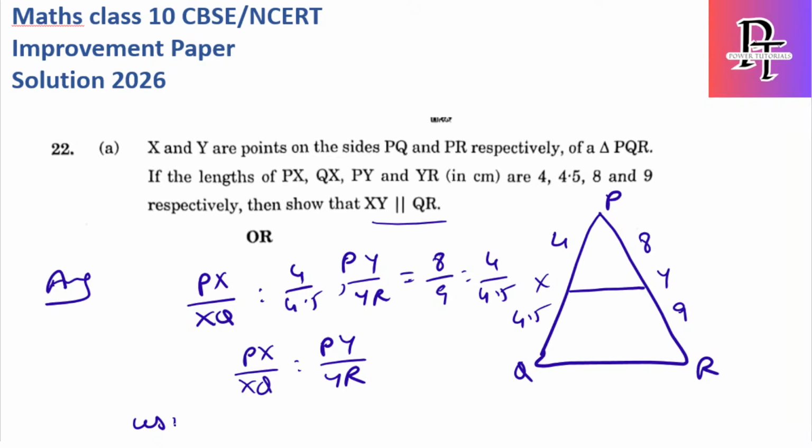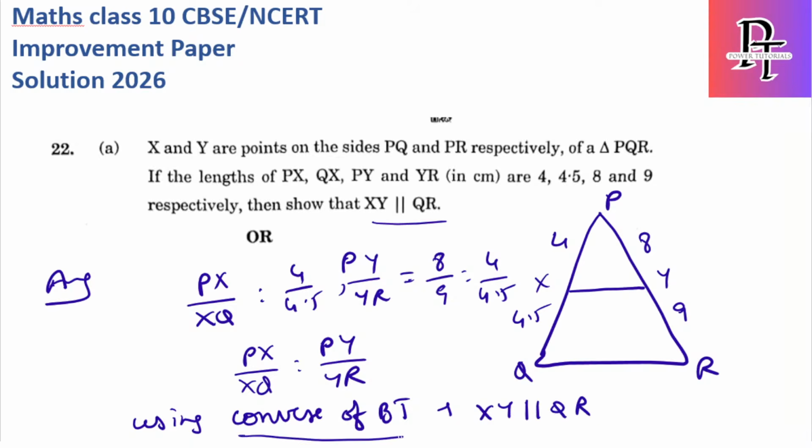Then using the converse of BPT, not BPT but the converse of BPT, I can say that XY is parallel to QR. So this point is important. Using the converse of BPT will give you half a mark, and the steps will carry another 1.5 marks. So if you miss this point, using the converse of BPT, you will lose half a mark. This point is very important because CBSE has clearly stated that each step has marking, so you should not skip any step.